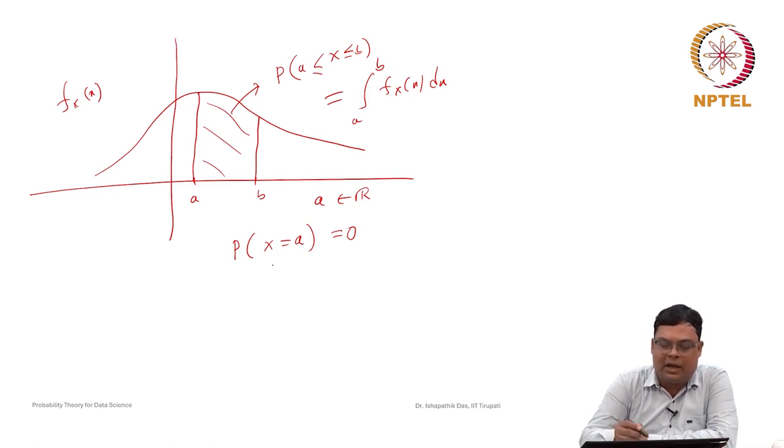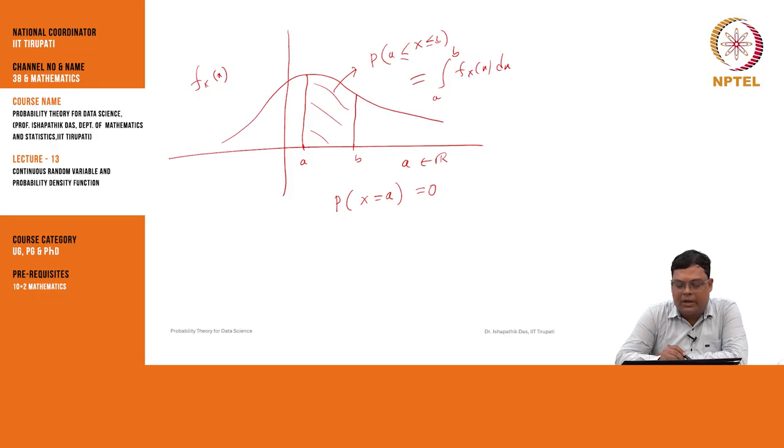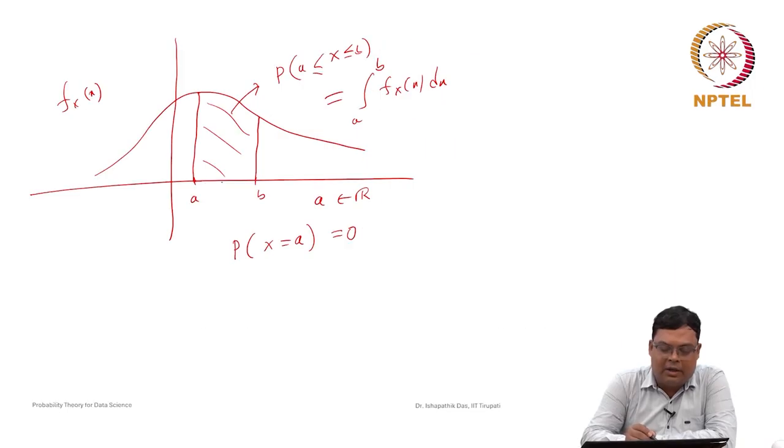Think about what X equal to a means. Here you can see that the probability that a is less than or equal to X less than or equal to a is nothing but the integral from a to a of f_X(x) dx. This is nothing but 0, because it is only a line, and you are not taking any distance. On a line in two-dimensional space the area is 0. It is not a proof that at X equal to a the probability is 0, but just an intuition to understand why it will be 0. The probability is found as the area under the curve, and when the two points are the same, with B going close to A, the area goes to 0.